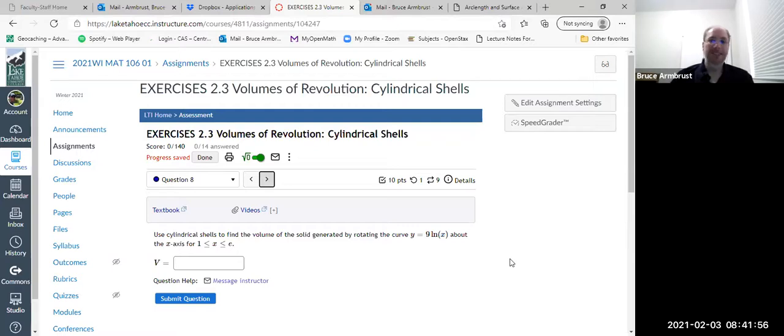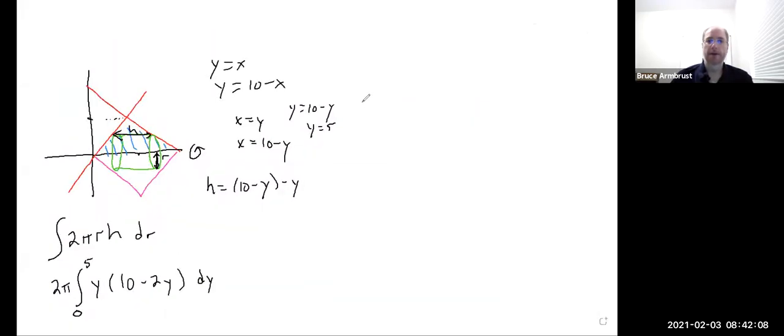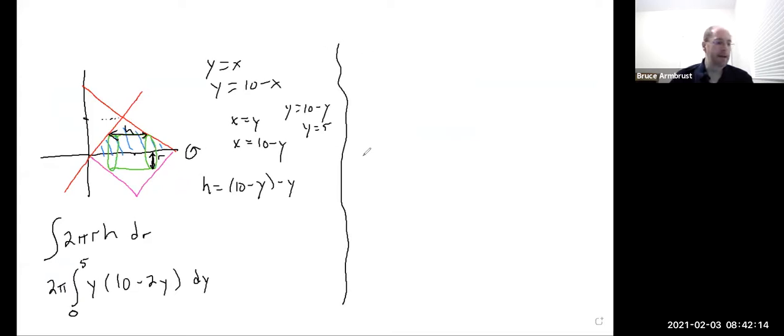All right, so let's do the same thing. Let's draw the picture, see if we can get a representative cylinder in there, and then build our integral. So we'll go back to the whiteboard. Okay, so this time our function is y equals 9 natural log of x. Now this one you may not know as well, but you should be able to at least use your technology to graph it, but it's going to look something like that. It's an exponential that's been turned on its side.